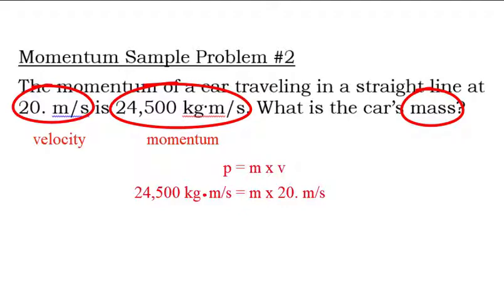In order to solve for the car's mass, I'll need to isolate the variable m on the right-hand side of the equation. In order to do this, I'll divide the right-hand side by 20 decimal point meters per second. But remember, whatever I do to one side of the equation, I must also do to the other.